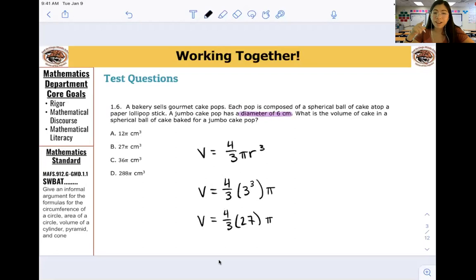But here's a little trick. You can do it the opposite way as well. You can do 27 divided by 3 and then multiply it by 4. You'll get the same answer. That might be easier because you don't have to do 27 times 4. 27 divided by 3 is 9. So this is 4 times 9 times pi, which gives me 36 pi centimeters cubed. Pretty simple one, just a very basic, do you know your formula and can you do the math? Any questions on number 2?